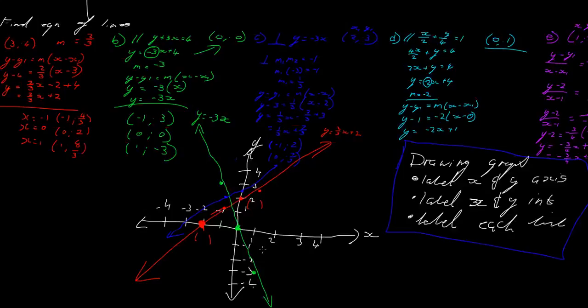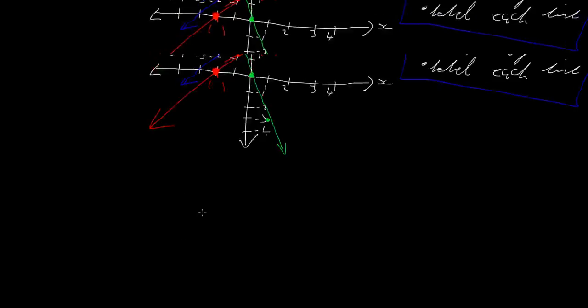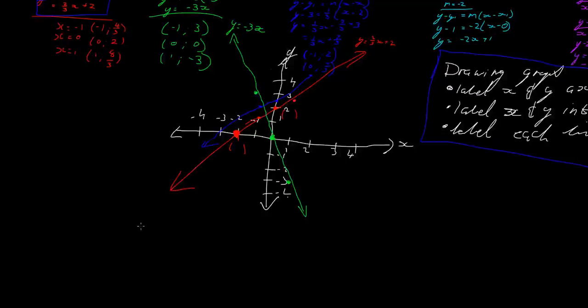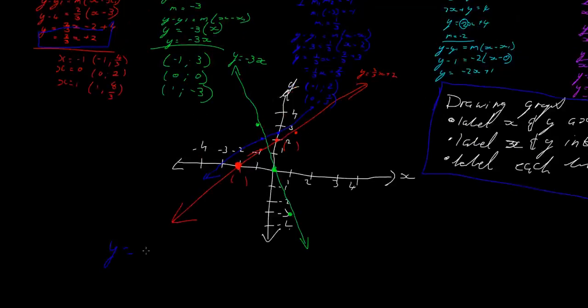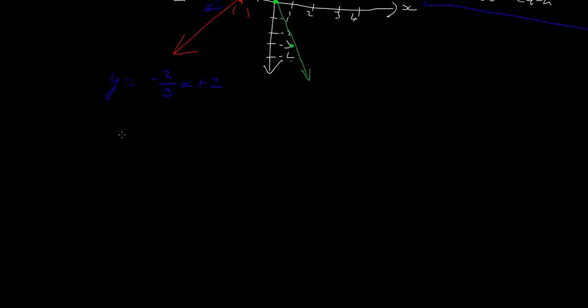I'm just quickly double checking that I've sketched all of our graphs correctly so long. Yeah, everything looks fine. Okay. Now, how to do this on your calculator. So, let's take this equation as an example. So, we're going to use y equals minus 2 over 3x plus 2.